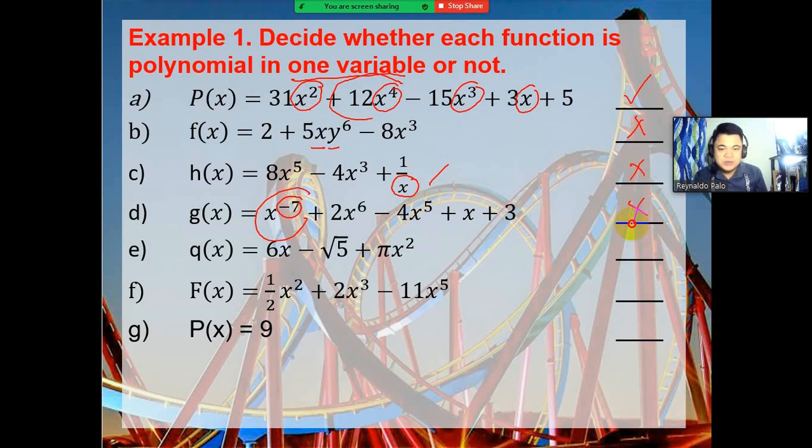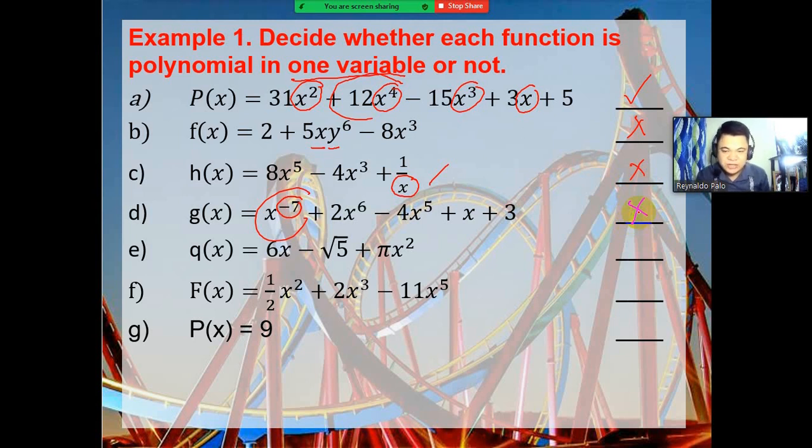So take note of those things. Just check the variables if they are 2 or more, or if the variable is in the denominator, or if the variable has a negative exponent, so therefore those are not examples of polynomial functions in one variable.